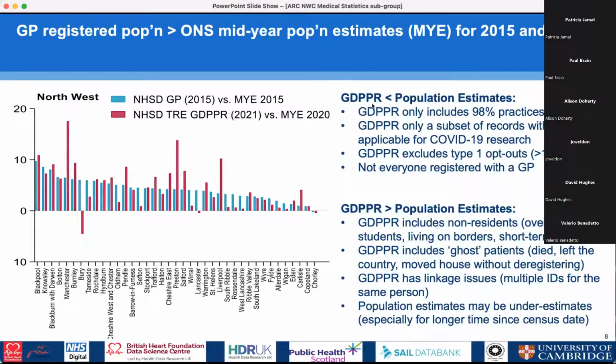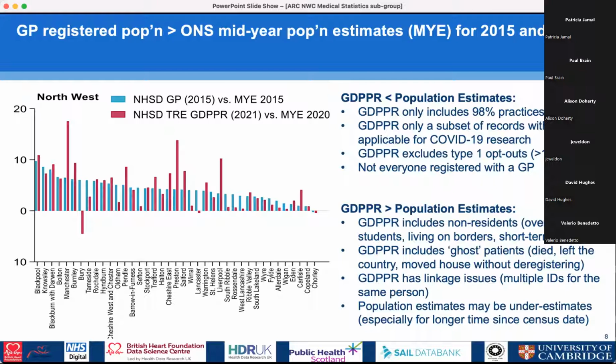Well, first of all, let's just think why it might be the opposite. So we see in Bury that it goes in the opposite direction. So why might the GP population be less than the population estimate? Well, first of all, the data set that we have in primary care only includes 98% of practices, and it also only includes a subset of records with codes that are applicable for COVID-19 research.